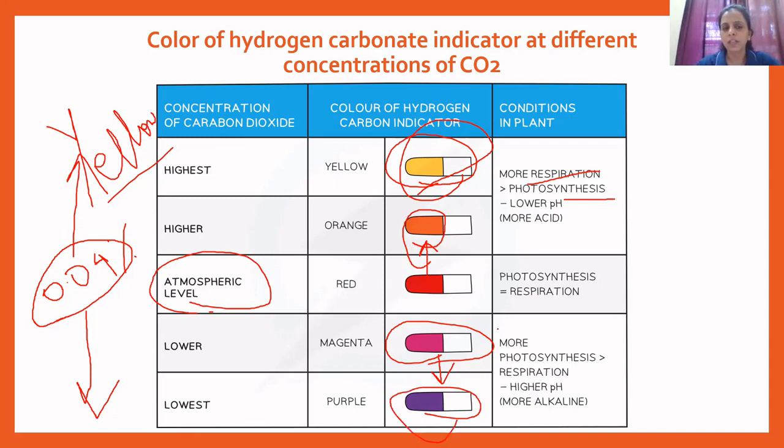When the color of the hydrogen carbonate indicator is red, that means the carbon dioxide concentration is equivalent to the concentration in the atmosphere. That means at that time the rate of photosynthesis is equal to the rate of respiration. And if the color changes to magenta and then finally to purple, that means the rate of photosynthesis is higher than the rate of respiration. As the rate of photosynthesis is higher, more and more carbon dioxide is being used up in photosynthesis. Hence, carbon dioxide concentration decreases and the color changes to magenta or purple.